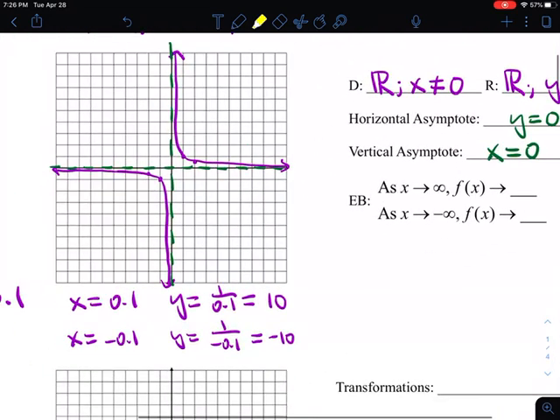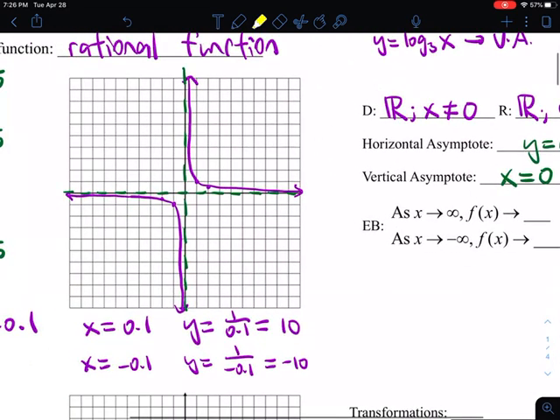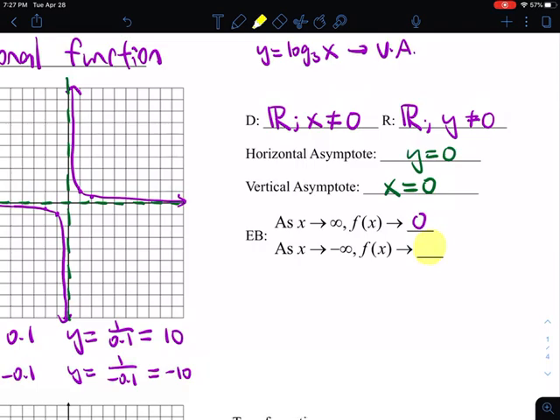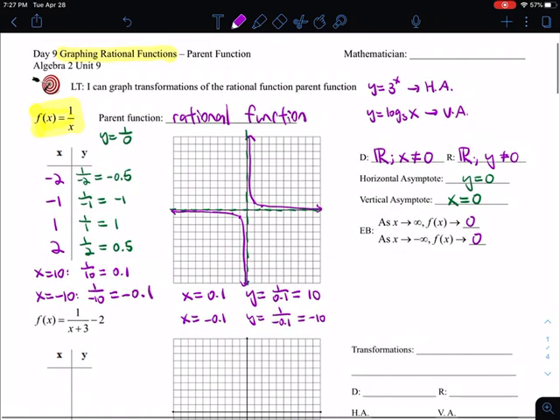What's my end behavior? Well, as x goes to infinity, meaning as x gets bigger and bigger, so I'm going to the right, what happens to my y value? Well, y is getting closer and closer to 0. As x goes to negative infinity, as I'm going left, our y value is getting closer and closer to 0 also. So 0 here as well. Okay, so that's how we can graph the parent function of the rational function.